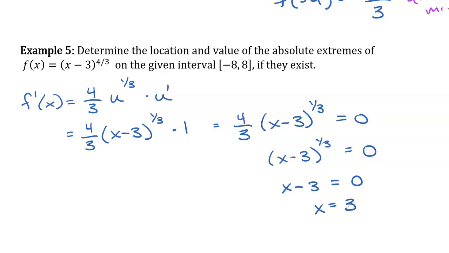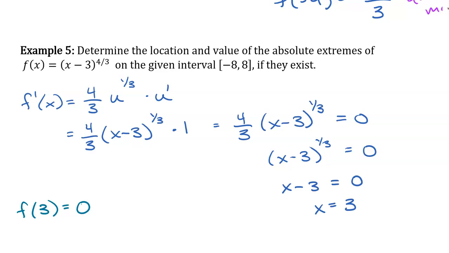Okay. Now, if we plug this into the original function, we're going to get 0 because of how that function is. I mean, 3 minus 3 is 0 to the 4/3 power. Well, 0 to any power is still going to give you 0. So this is probably an absolute minimum. But it's a little hard to tell because I don't have anything to compare it to.